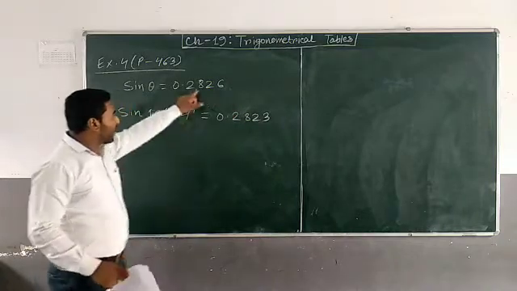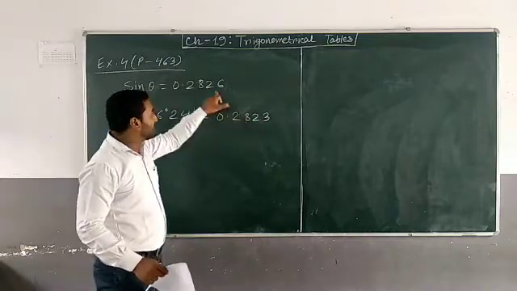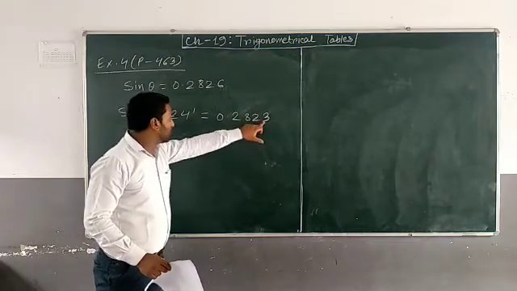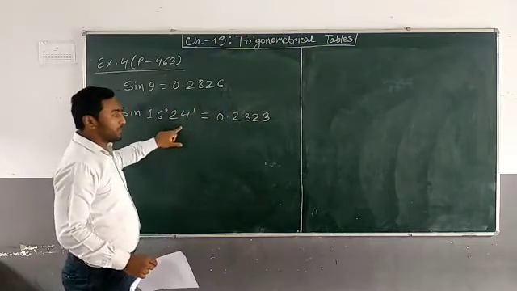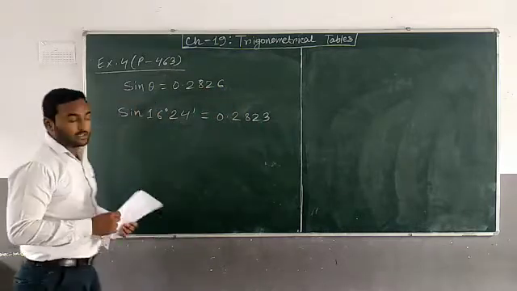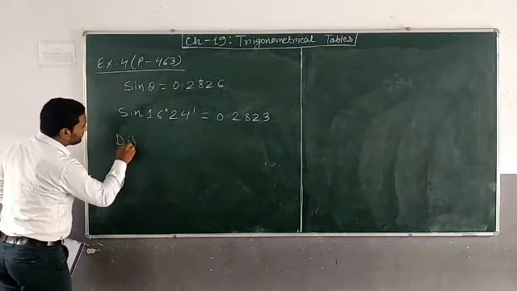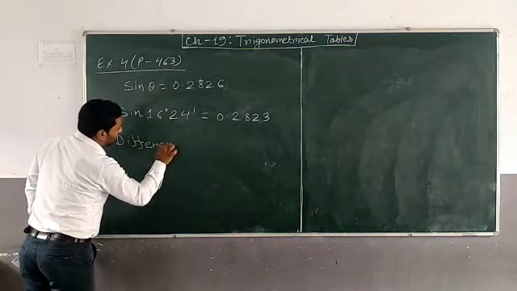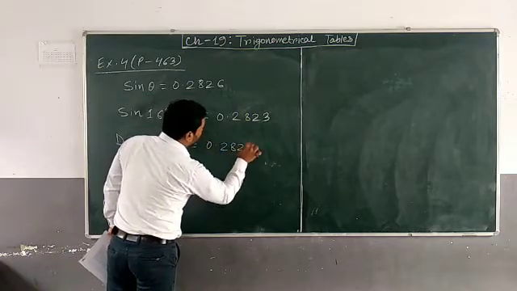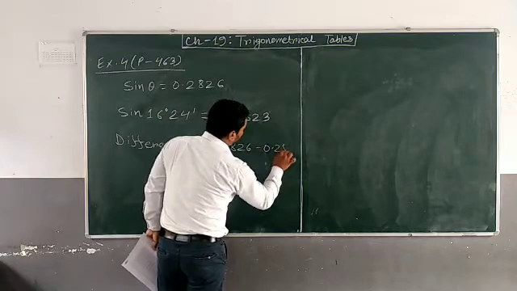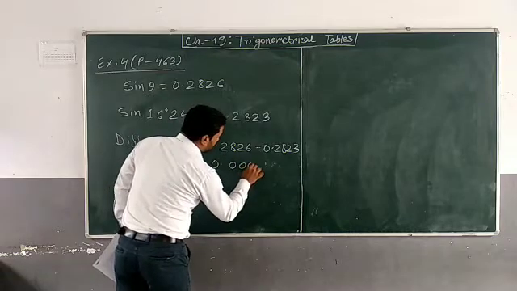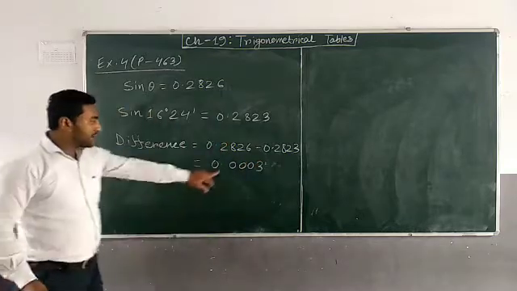So how much difference is there between these two values? We have calculated that for 0.2823 the value of theta will be this one, but here it is 0.2826. So the difference is equal to 0.2826 minus 0.2823, which equals 0.0003. So this is the difference.